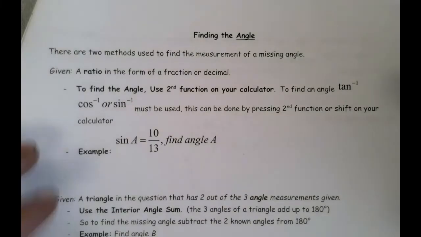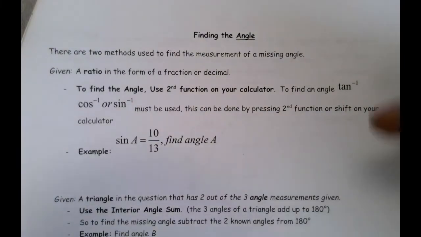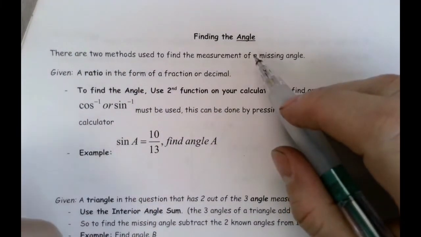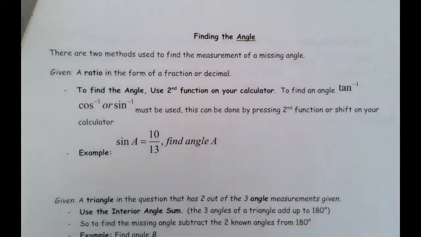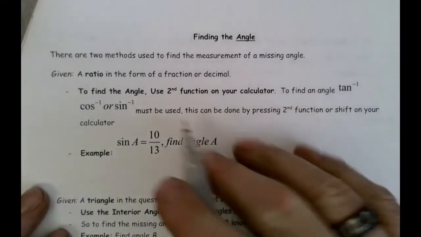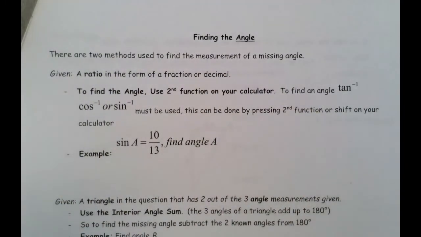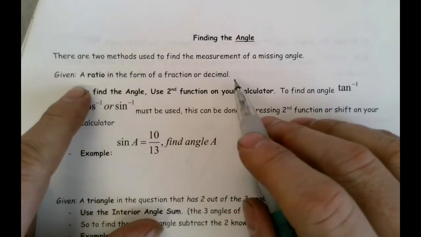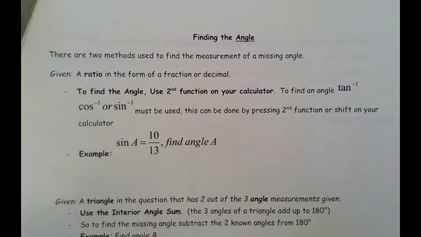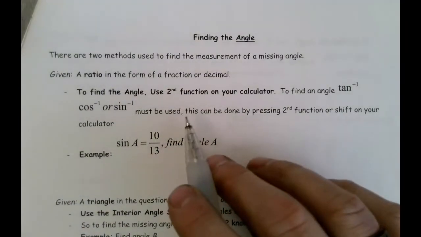Okay, now the last thing we want to do with this particular lesson here is we want to use trigonometry to find an angle that's missing. And remember, there's 2 other things that we're going to do with this, but for right now we want to focus on the ratio and the angle here. And so there are 2 methods that we use to find the measurement of a missing angle. So first of all, if you're given a ratio in the form of a fraction or the decimal, then it's actually very straightforward to find the angle. Okay, we're going to use our calculator here.